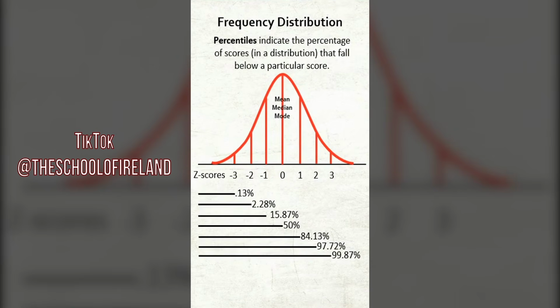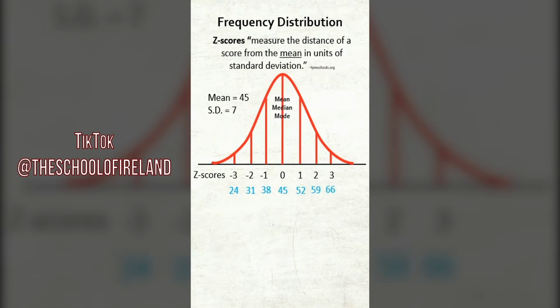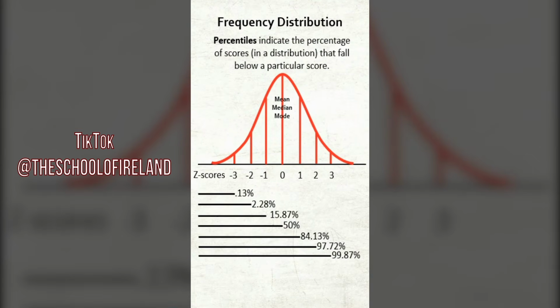Or you might have to manipulate the information the other way. So let's say that Laura is in the 15.87th percentile. Using the data from earlier, what is her test score? So you can see that 15.87 lines up with a z-score of -1, and using the data from earlier, that lines up with a test score of 38. So you need to know how to manipulate this information back and forth.